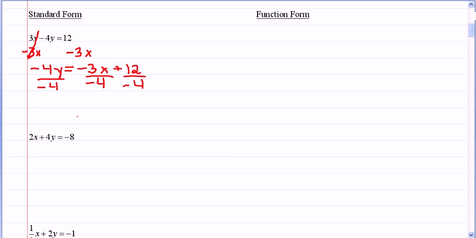And when you divide by y's coefficient of -4, the -4's cancel, and we're left with y equals -3 over -4 simplifies to 3 over 4. And then 12 over -4 is -3, so it's just -3. So in function form, it's y equals 3/4 x minus 3. So if a question asks you to use function form, always solve for y.